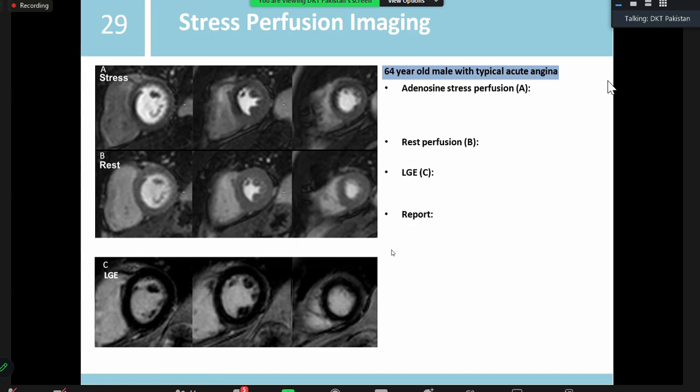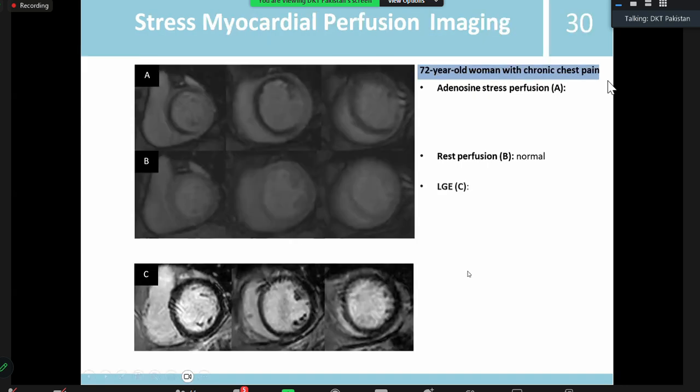Okay. Now moving towards the next case, candidate two, can you? Sure. This is a 72-year-old female with chronic chest pain.